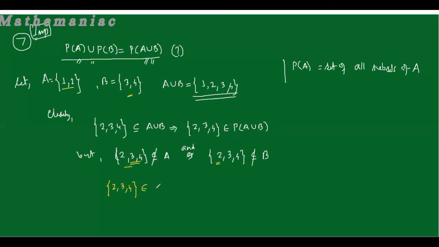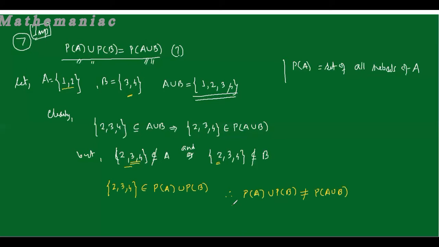which in turn implies that it is not belonging to P of A union P of B, right? Am I clear to you? So if it is not belonging to this, so very clearly you can say that P of A union P of B cannot be equal to P of A union B.